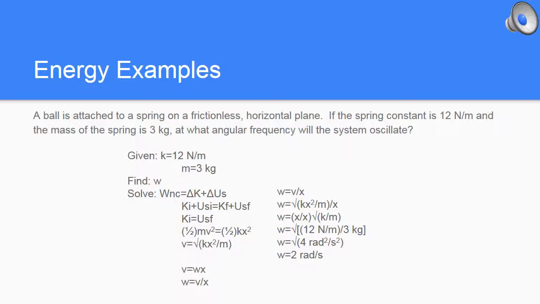And then after simplifying, we are going to have that angular frequency equals the square root of 12 newtons per meter over 3 kilograms. And then we are going to solve for angular frequency, and the angular frequency equals 2 radians per second.